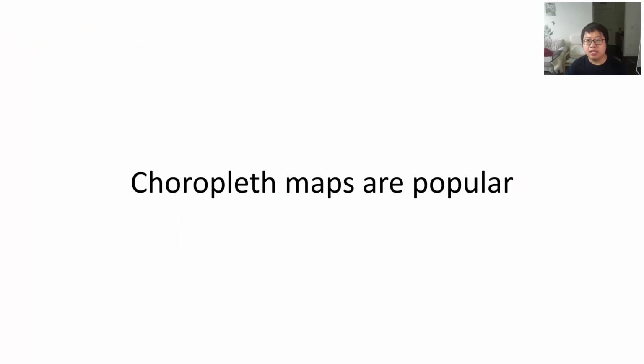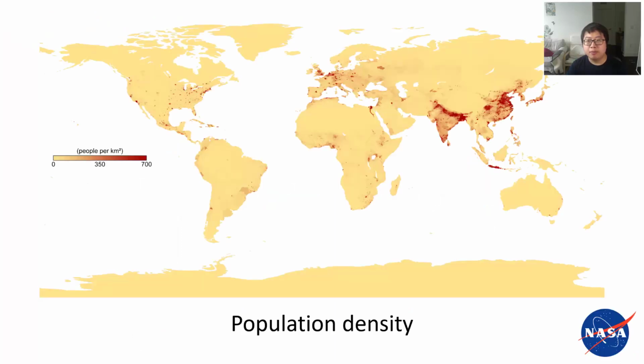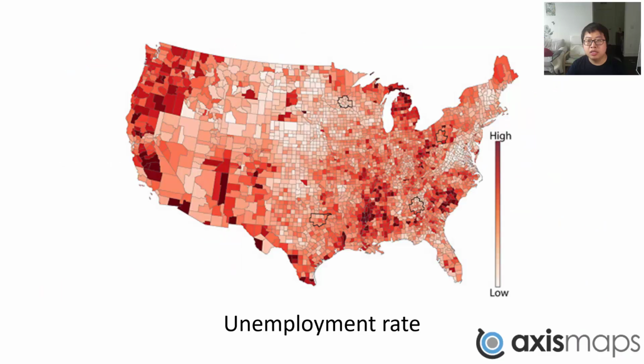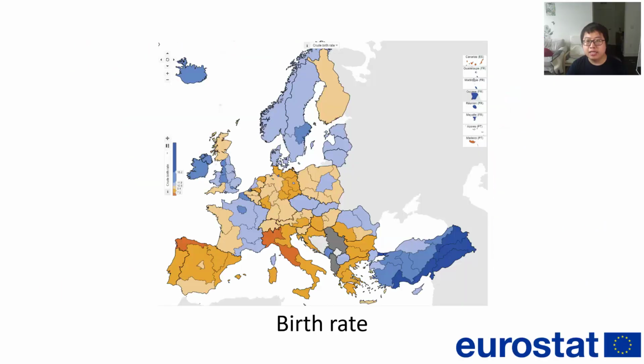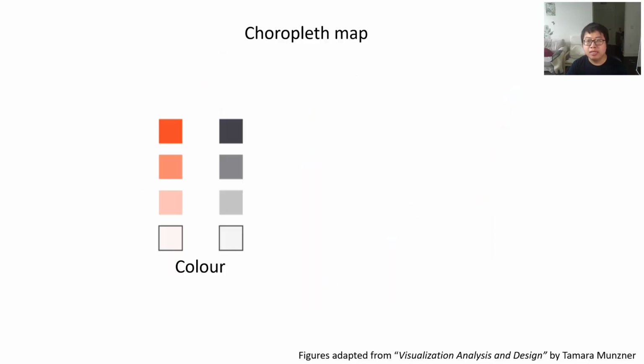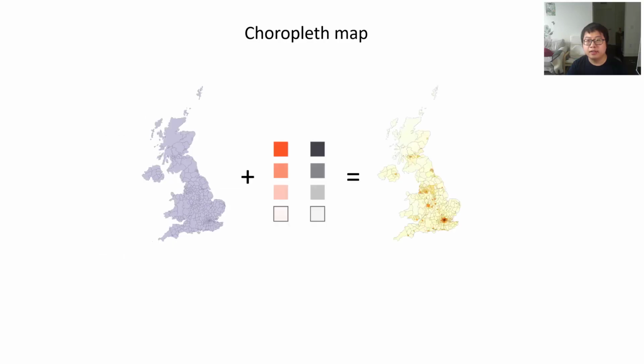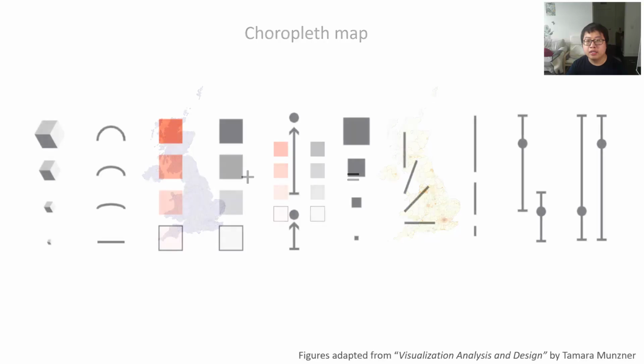Choropleth maps have been widely used. For example, the population density around the world, the unemployment rate in the United States, the birth rate in Europe, and many more. The basic idea of a choropleth map is using colors to encode numbers from low to high, and then assigning different colors to their geographic areas. Here we are looking at the population density of the UK.